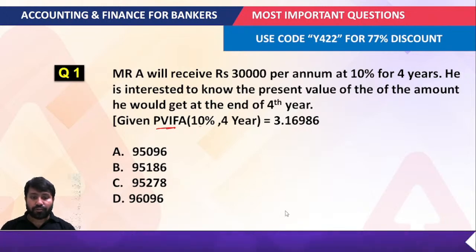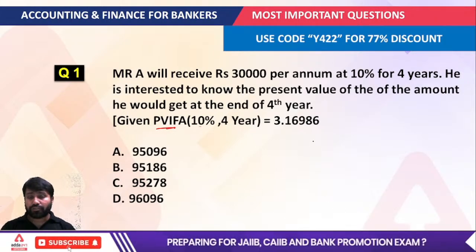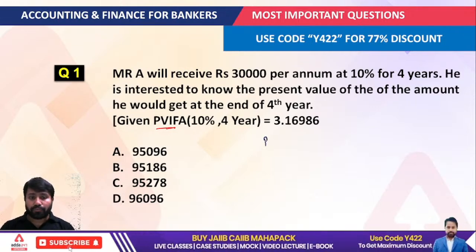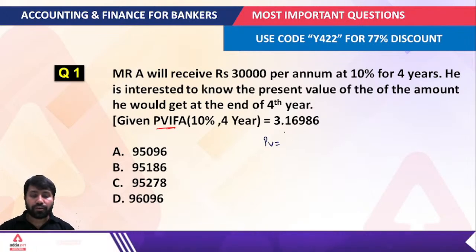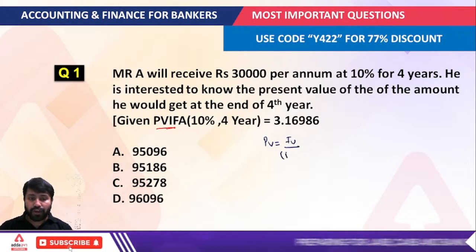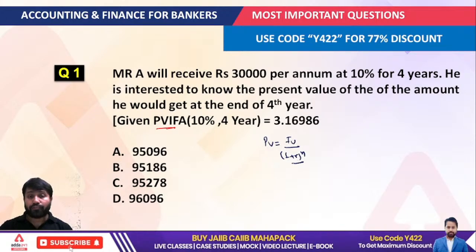How to solve this kind of question in the examination? You have to understand the very first thing: the relationship between the present value and the future value. Whenever we talk about the relationship between the present value and the future value, present value is equal to the future value divided by (1 plus r) to the power n.